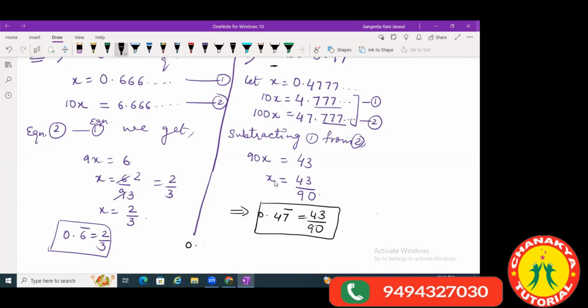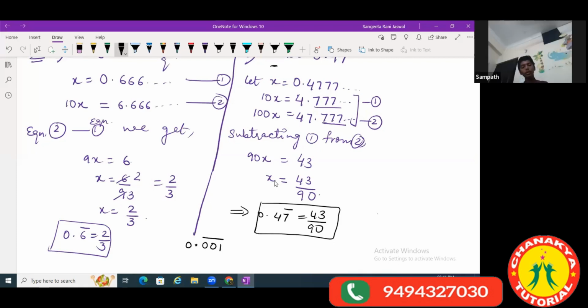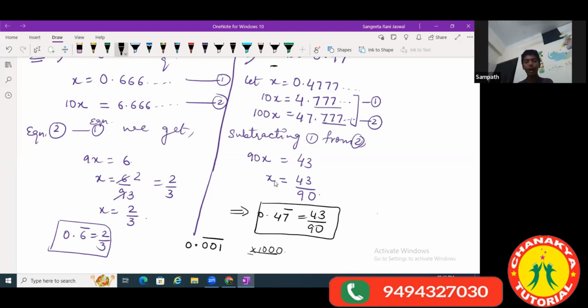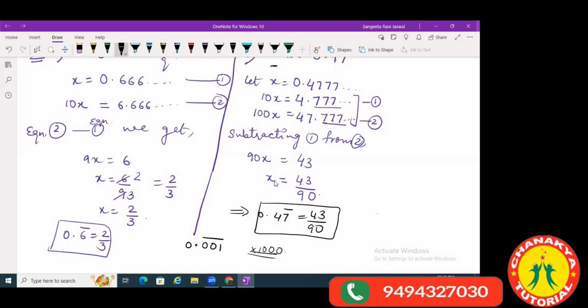So now for your homework, can you try this? Here you have 3 digits being repeated after the decimal. So what will you do here? Multiply by what? 1000, exactly. So we'll be multiplying by 1000. Ma'am, would the answer be 1 by 999? So first multiply with 10, then 10, then 10. Do it like that. Okay, ma'am.